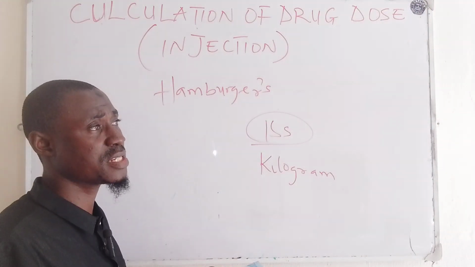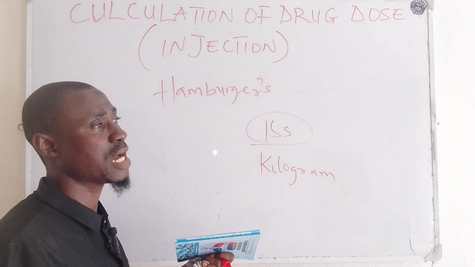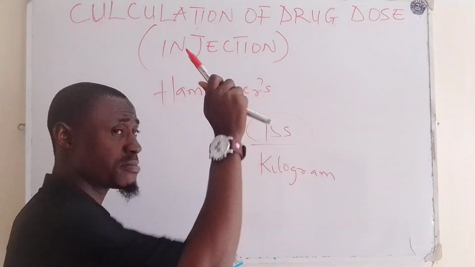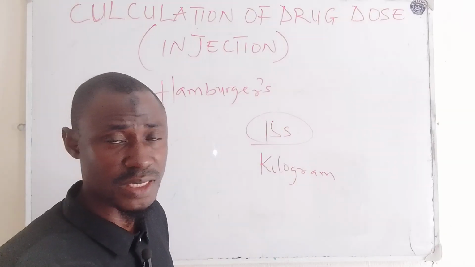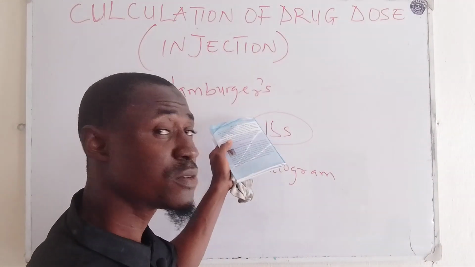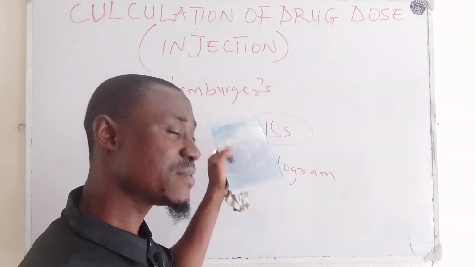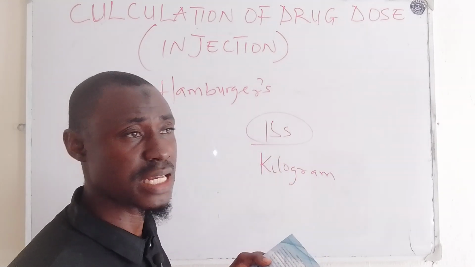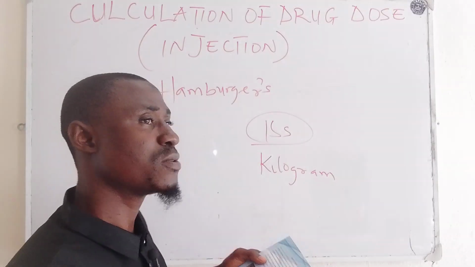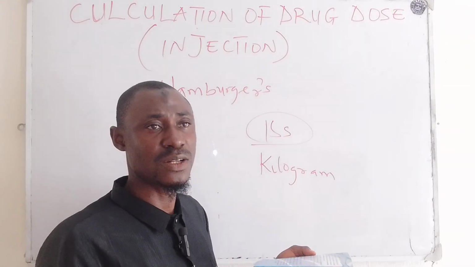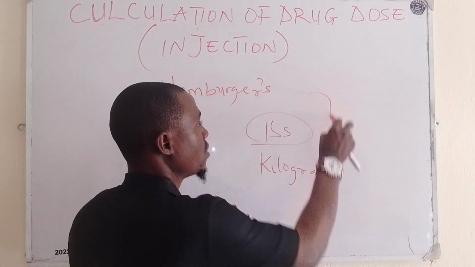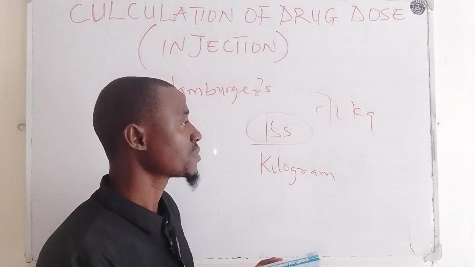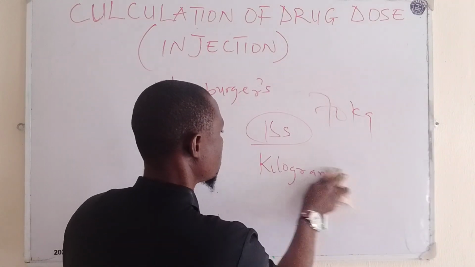Another difference between Hamburger's rule and Clark's rule is the denominator. The denominator for Clark's rule, remember we said, is 150, while the denominator for Hamburger's rule is 70, indicating the average weight of a normal human being. So 150 pounds is the average weight of an adult in pounds, while 70 kilogram is the average weight of an adult in kilograms.